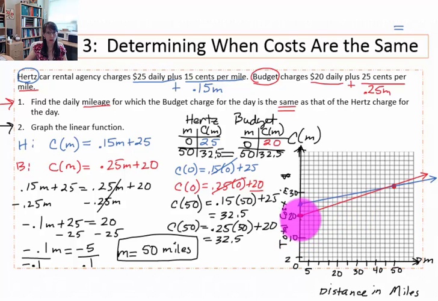What's interesting to notice from the graph now is that initially Budget was charging less money than Hertz, but once you go beyond this 50 miles, Budget is actually going to be charging more money than Hertz.